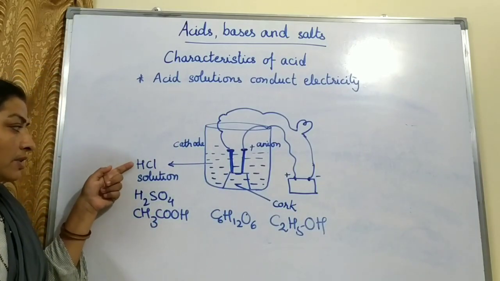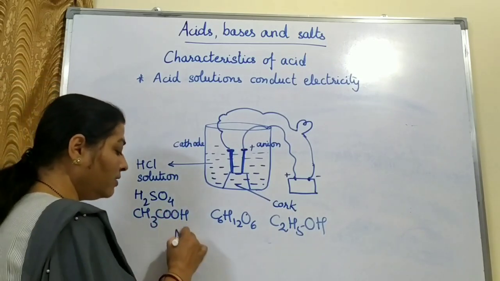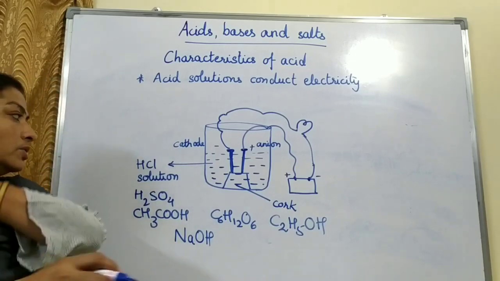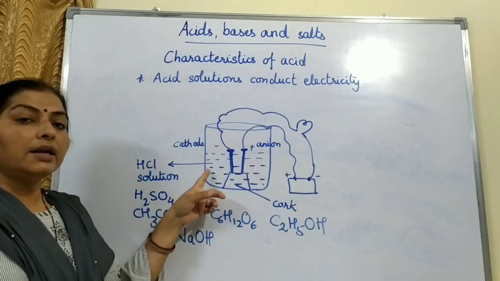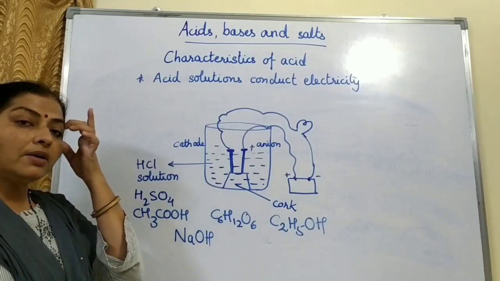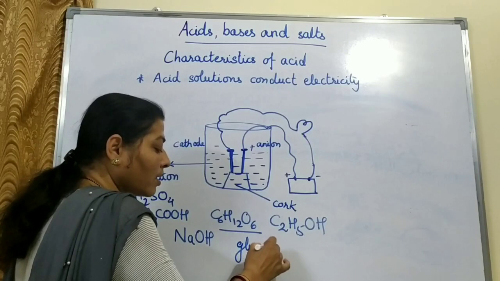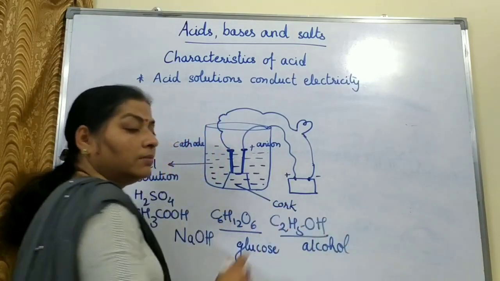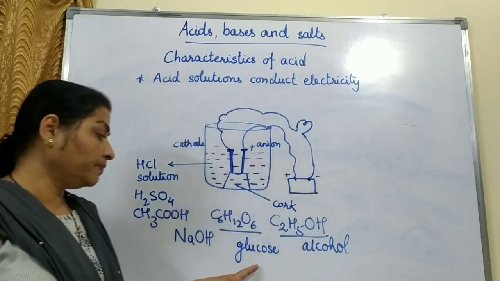So it has been found that with HCl, H2SO4, acetic acid, or even NaOH, which is a base, every time the bulb glows, which indicates that current can pass through the solution, it means the solution is a good conductor of electricity. But in the case of glucose or alcohol, the bulb does not glow. It means that these solutions are unable to conduct electric current.